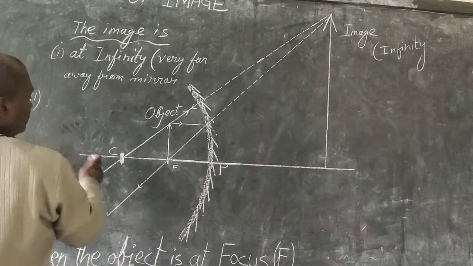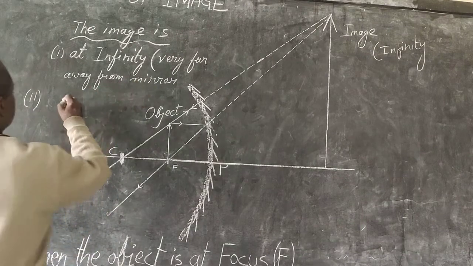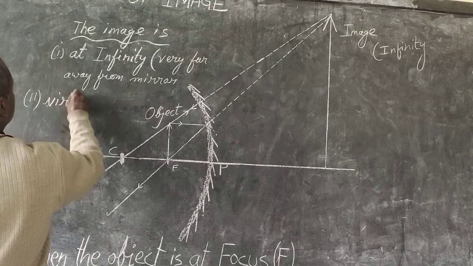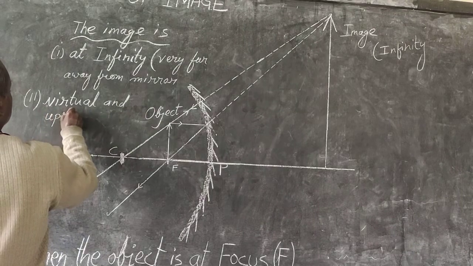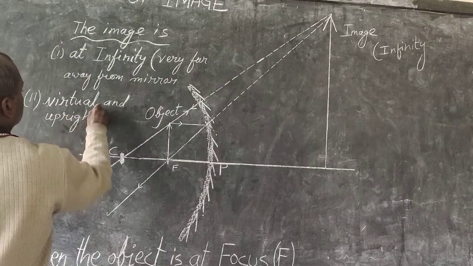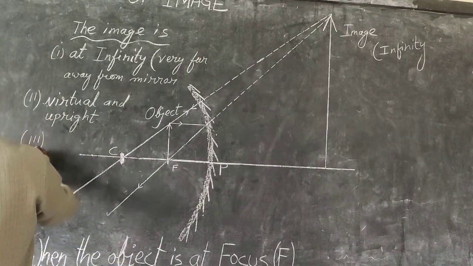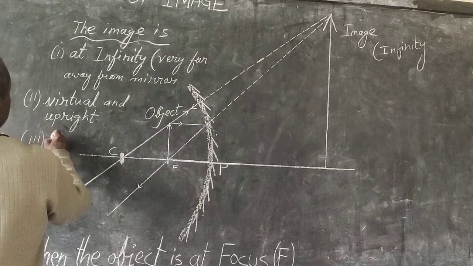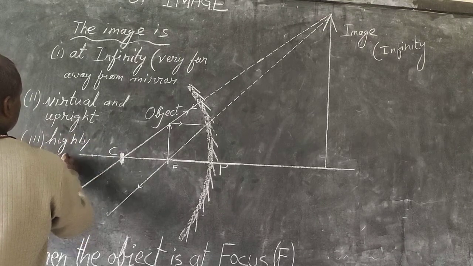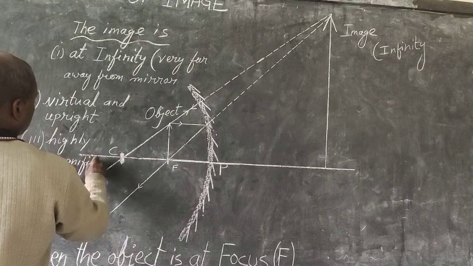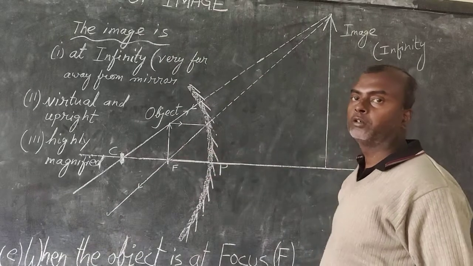And the reflected rays are no more meeting each other to form a real image. So such kind of image is known as virtual and upright. Upright, in Hindi we say सीधा. And the third characteristic is magnified, highly magnified. You know what is the meaning of magnified? Meaning bigger. See, the size of the image is so much bigger compared to the object.